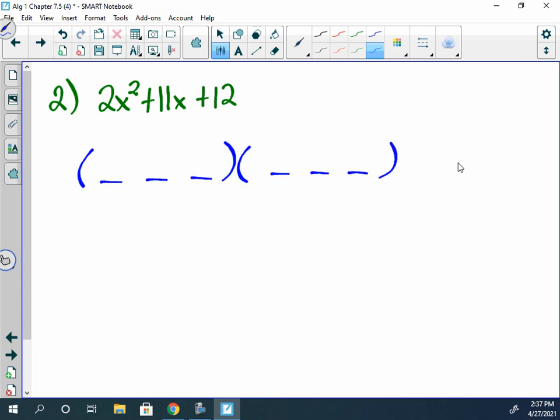So we'll look at our two sets of parentheses with 3 spaces. So we want to find the sign first. Now, we always look at the third term, and here the third term is positive, so the signs are the same, and they match the sign of the middle term, which is positive, because we have positive 11x, so our signs would be both positive.